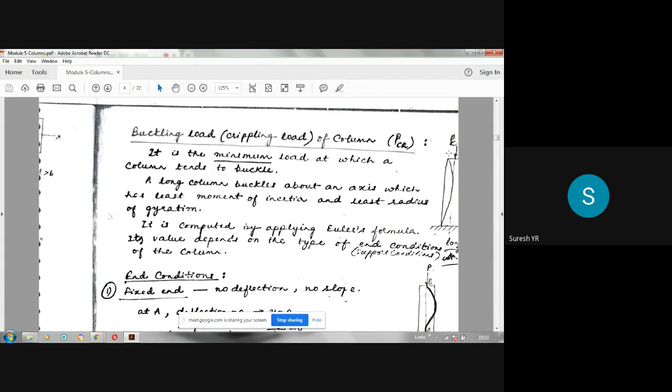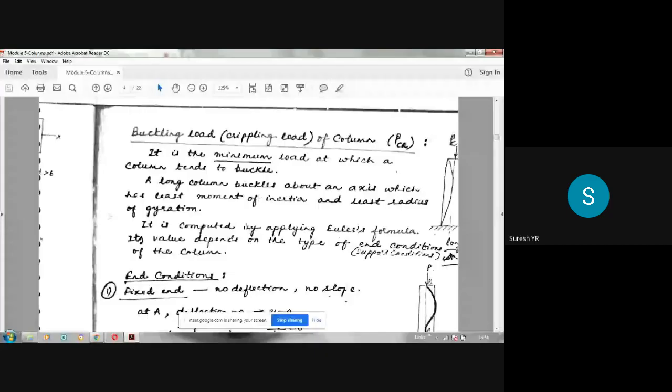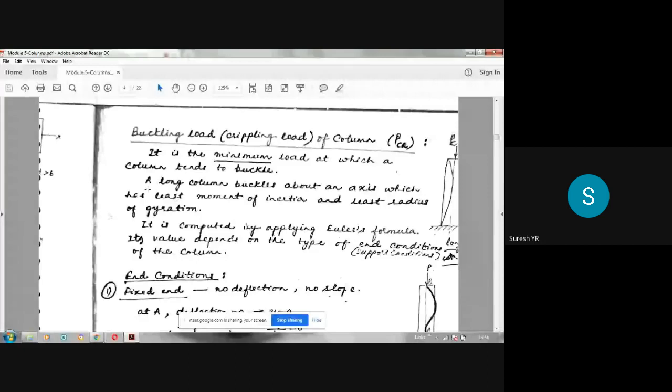In the case of a beam, we call it bending. In the case of a column, it is called buckling or crippling. So it is the minimum load at which a long column starts buckling. A long column buckles about an axis, once again, which has the least moment of inertia and least radius of gyration. Naturally, if Ixx is minimum, it buckles about that axis. If Iyy is minimum, it buckles about that axis. It is computed by applying Euler's formula. So this is one important formula which we have to derive. Formula for columns.